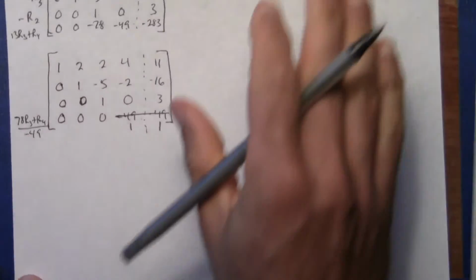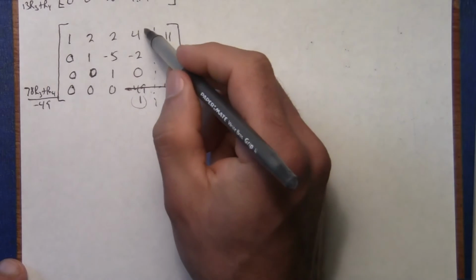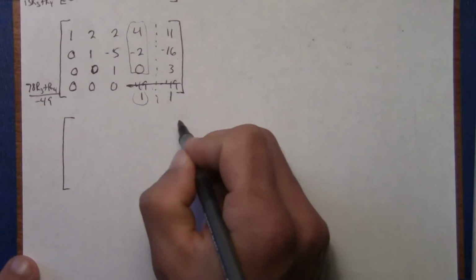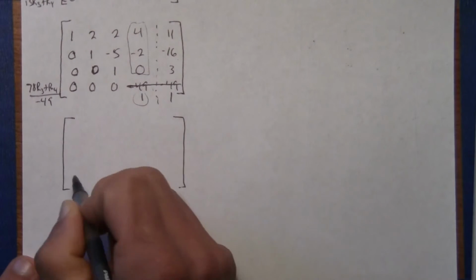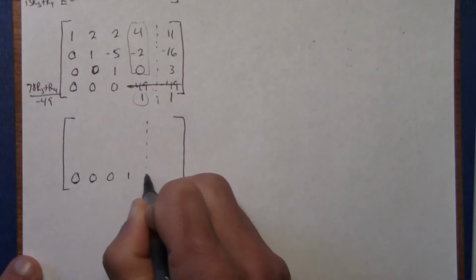Alright, so now I've got the Gaussian part done. Now we're going to do the Jordan part. I'm going to use that 1 to get rid of these 3 numbers. So, write down another matrix. This time working backwards, it's the bottom row. That's not going to change anymore. Bottom row is completely done.